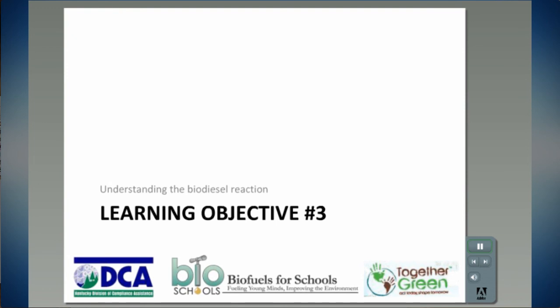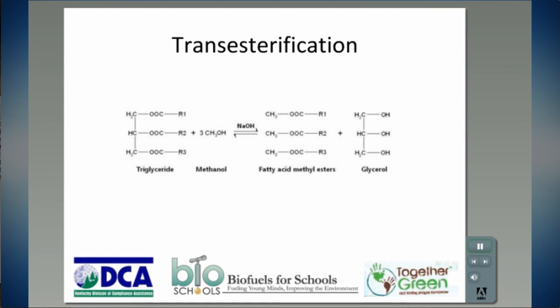In Learning Objective 3, we will discuss the chemical reaction that produces biodiesel. When a triglyceride is reacted with a short-chain alcohol, biodiesel is produced along with glycerol or glycerin. This is called transesterification. The chemical name of biodiesel is a fatty acid methyl ester. This reaction is usually done with a base catalyst. A base means that the pH is greater than 7 and is considered caustic, so safety precautions should be taken as necessary.